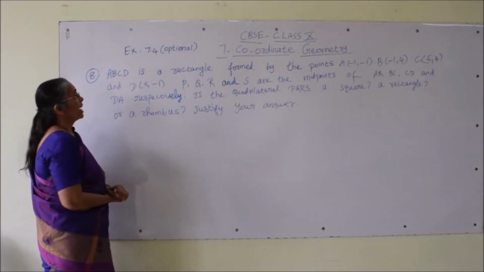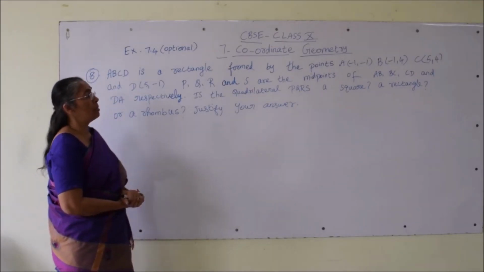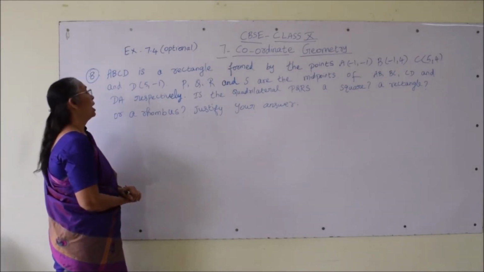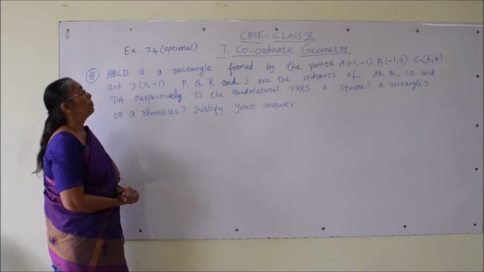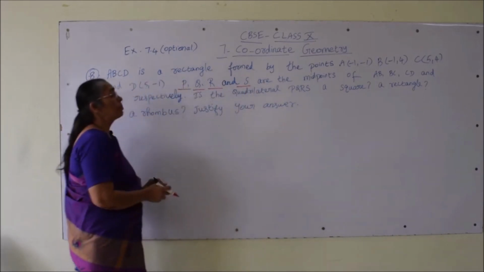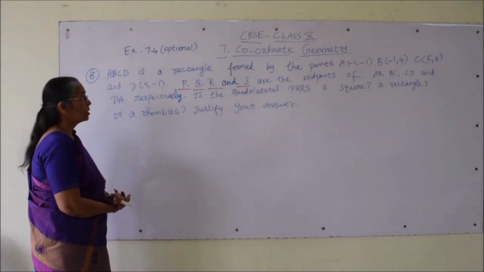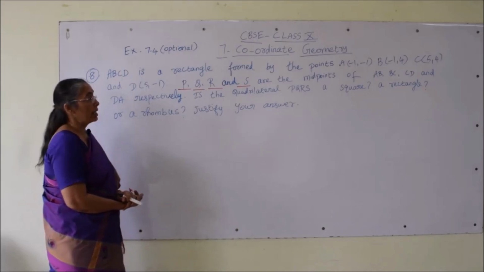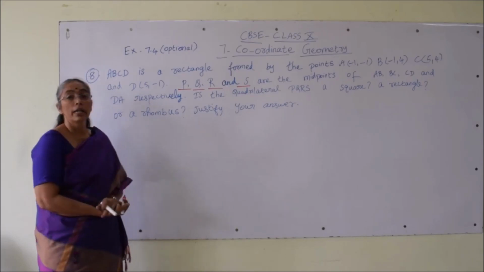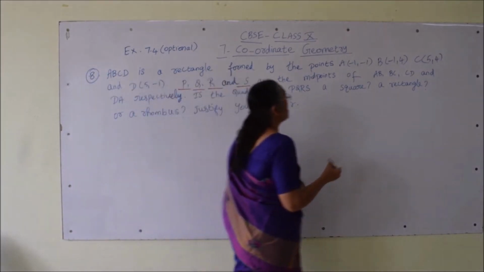8th problem. ABCD is a rectangle formed by the points A (-1, -1), B (-1, 4), C (5, 4) and D (5, -1). P, Q, R and S are the midpoints of AB, BC, CD and DA respectively. The question is: is the quadrilateral PQRS a square, a rectangle or a rhombus? Justify your answer. First, it is given that ABCD is a rectangle.